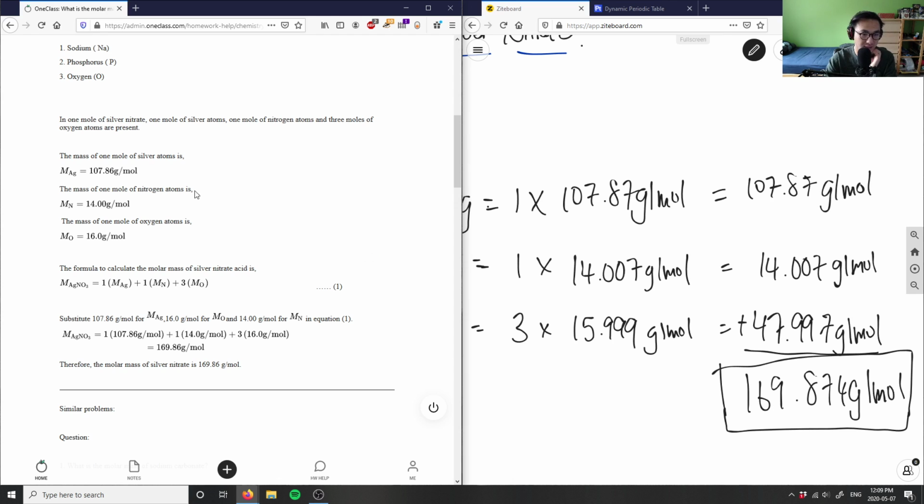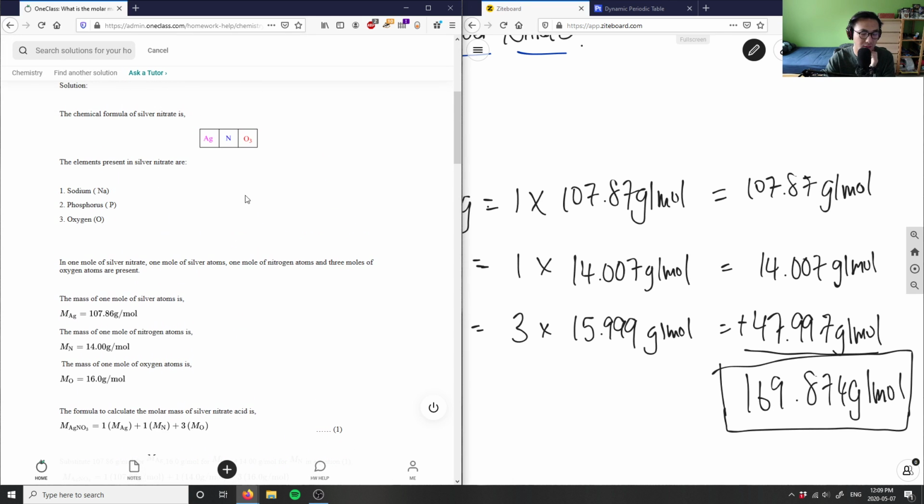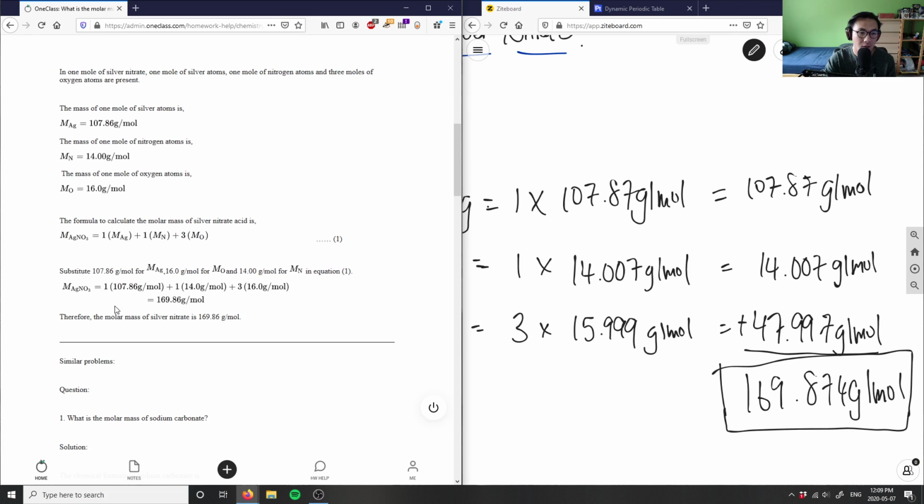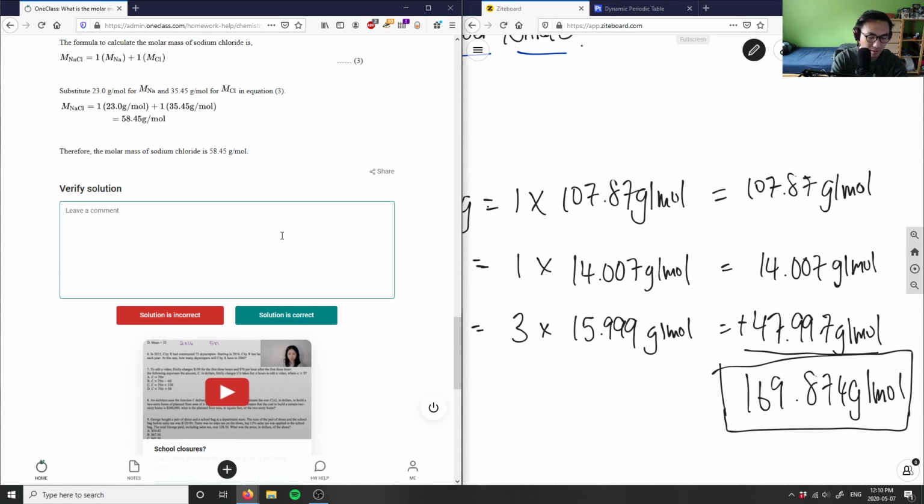So as you can see, they did the exact same thing here. They wrote down the chemical formula, which is silver nitrate, AgNO3, and what they did was count the atoms, right? So you have one atom of silver, one atom of nitrogen, and 3 atoms of oxygen. And then you can simply multiply it, right? 1 times 107.87, 1 times 14, and 3 times 16 here. So very, very approximate, very close. They get a total of 169.86. I got 169.87, so this solution here is correct.